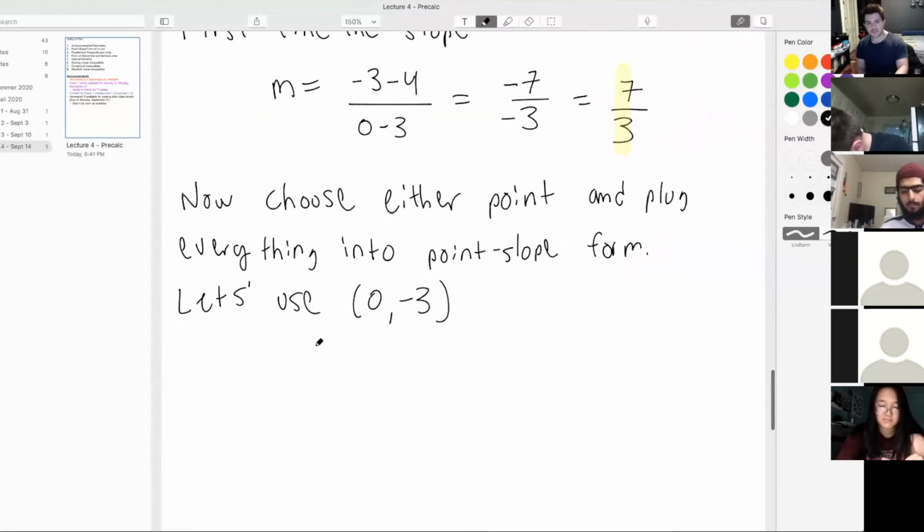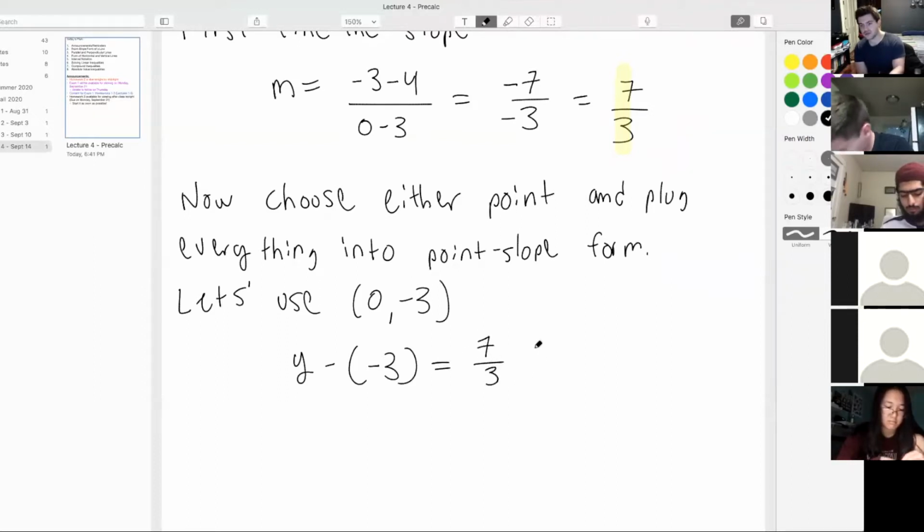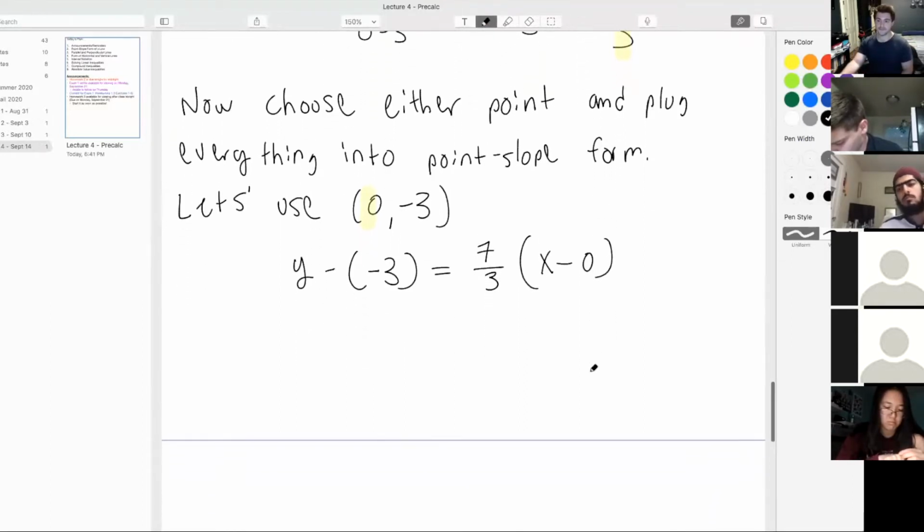All right, very good. So remember, it's y minus the y coordinate. So y minus -3 is equal to m, the slope here, which was 7/3, multiplied by x minus the x coordinate. The x coordinate here is 0, so I'm just going to be doing x minus 0 in the parentheses, okay? This highlighted portion is just the result of me plugging into point slope form.